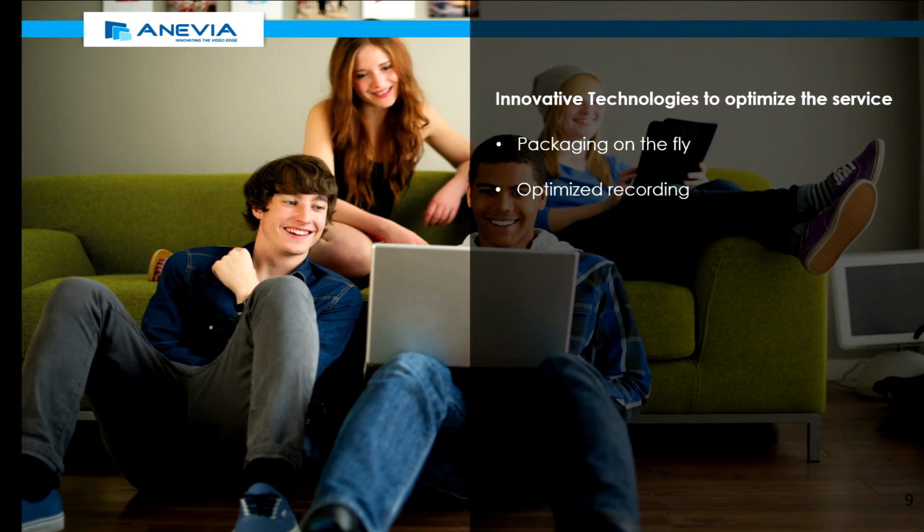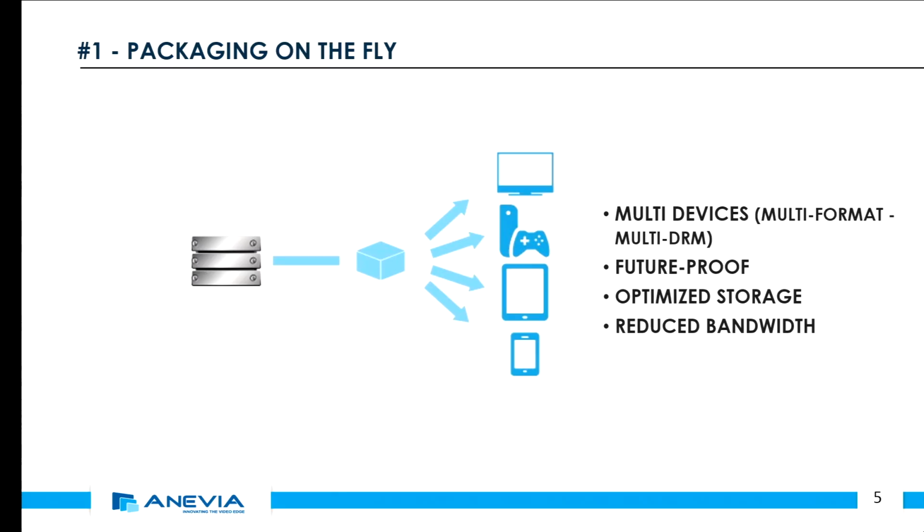So let's start with the first 2 technologies here, and we'll go through a specific focus on the storage afterwards. First technology is what we call packaging on the fly. Packaging on the fly is really the ability to record a pivot format and package on the fly that pivot format to the requested format.